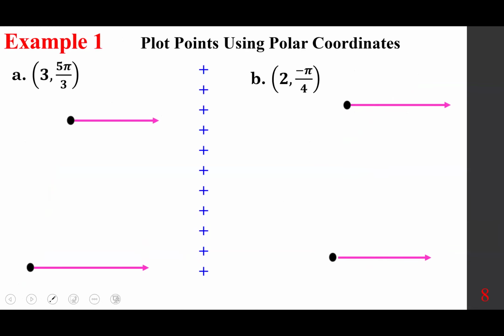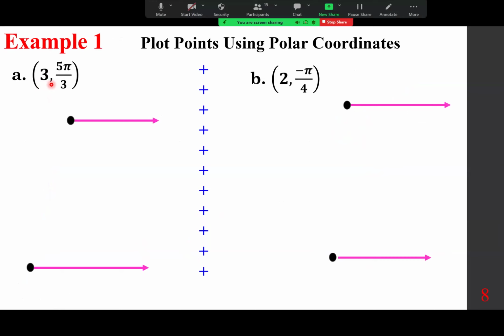All right, let's do some more. We want to plot the point (3, 5π/3). So here's our polar axis. 5π/3 puts us into the fourth quadrant, just to give you an idea. So that's the angle. You draw the line and you tick mark 1, 2, 3. So 3 and 5π/3. That's how we do this, everybody.